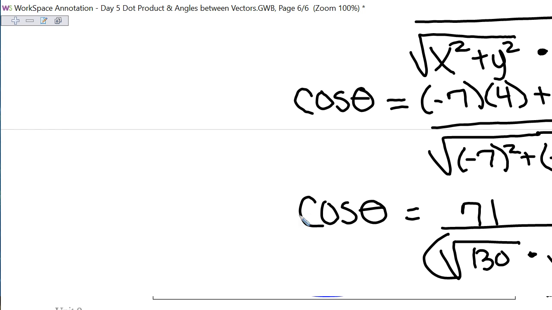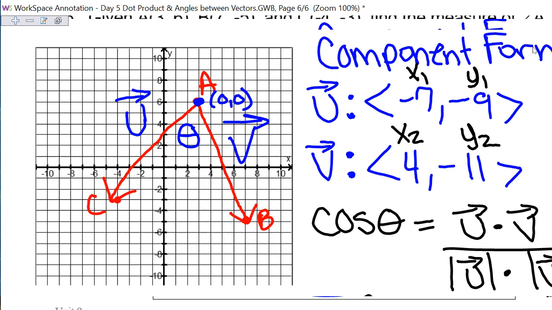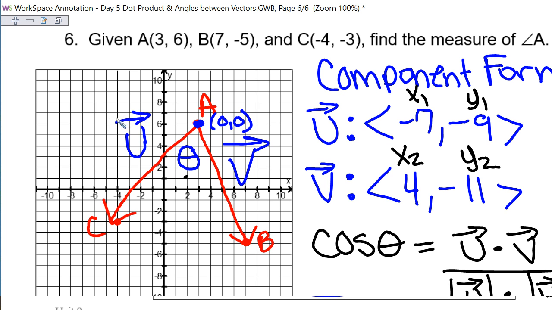And I got 57.85809017. So 57.858 rounds to what? 58 degrees. So the measure of angle A is 58 degrees. And I could go back to my diagram, and does it look like this angle is about 58 degrees? Yes, it does.